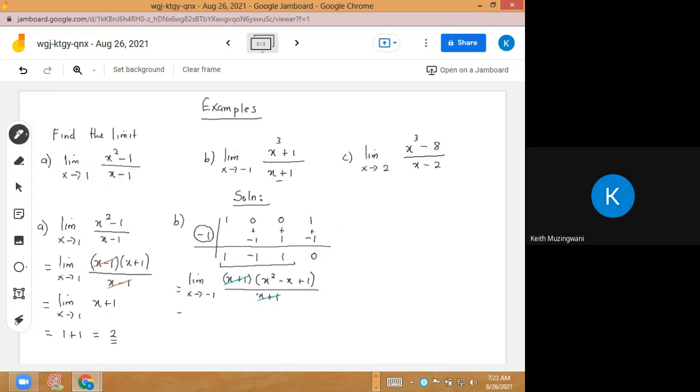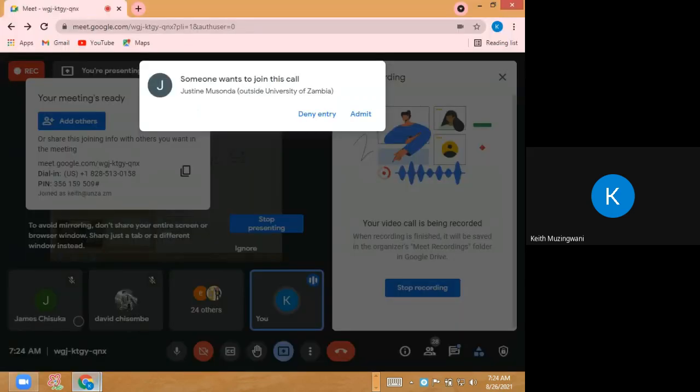And then we can substitute directly. So where there is x, we take -1: (-1) squared minus (-1) plus 1, giving us 1 plus 1 plus 1, which is equal to 3. So that is the limit.